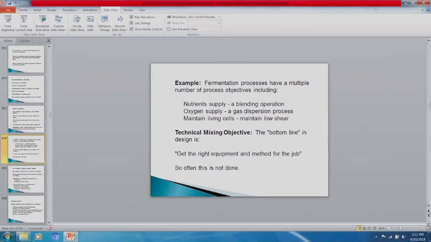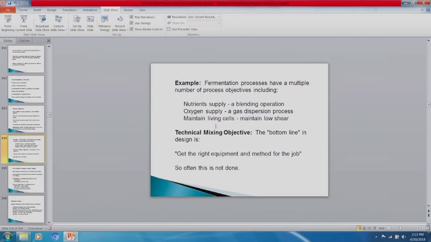A fermentation process can have multiple objectives, right? You can have nutrient supply, which would be a blending operation. You have oxygen supply, which is a gas dispersion operation. You want to maintain living cells.